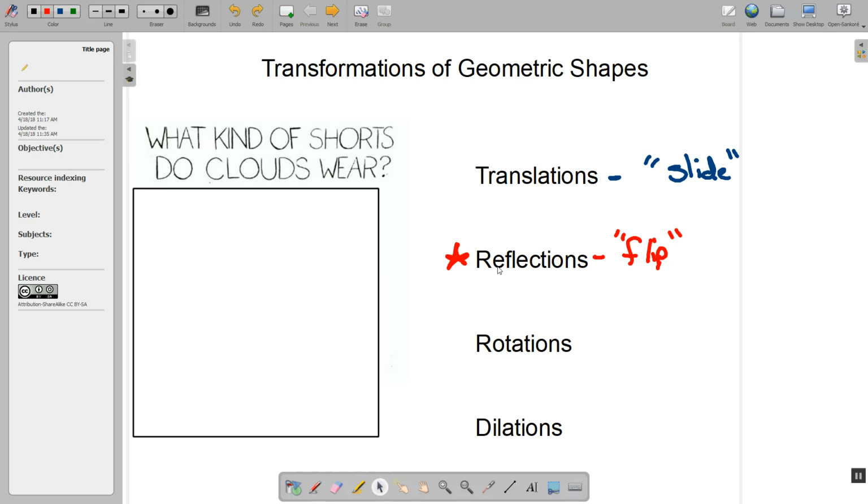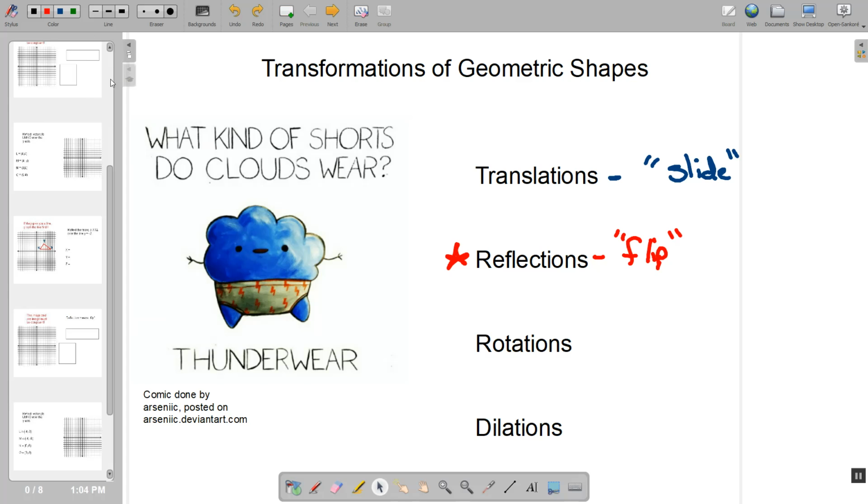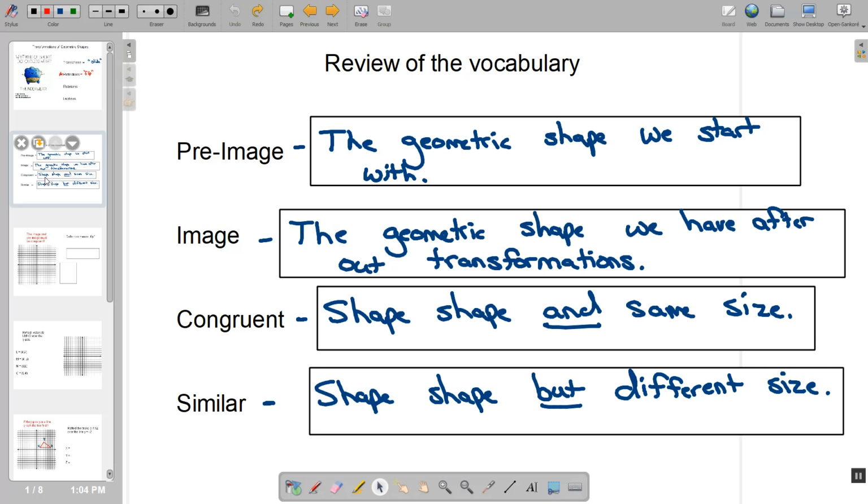Many of the same rules apply to reflections that apply to translations, except that flip part makes everything just a little bit different. So let's get into it right away here. As a quick review, we're going to go through the vocabulary of each of the terms: pre-image, image, congruent, and similar. You should already have this written down in your notes. If you didn't write it from the first video, it's important to write it here.